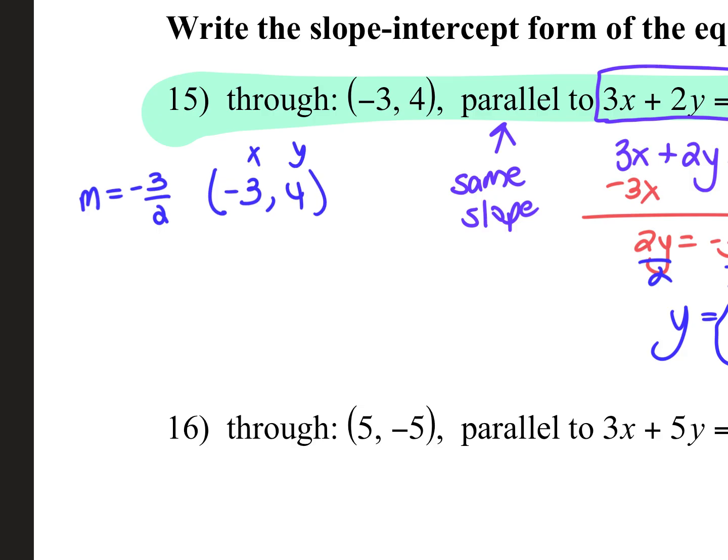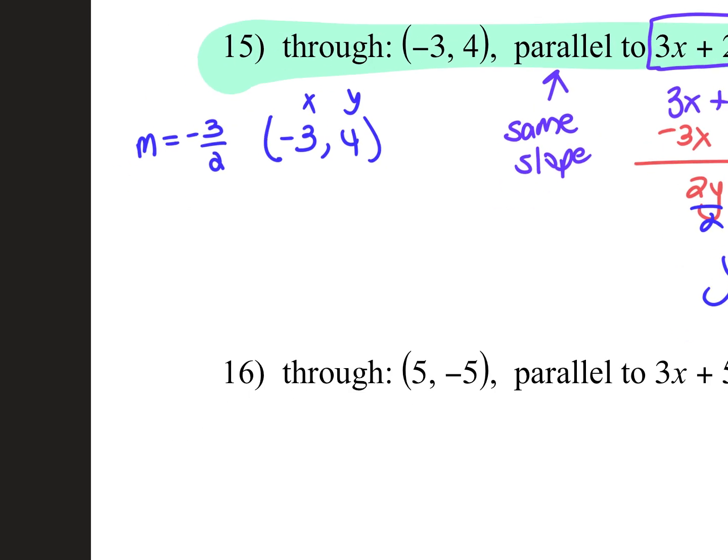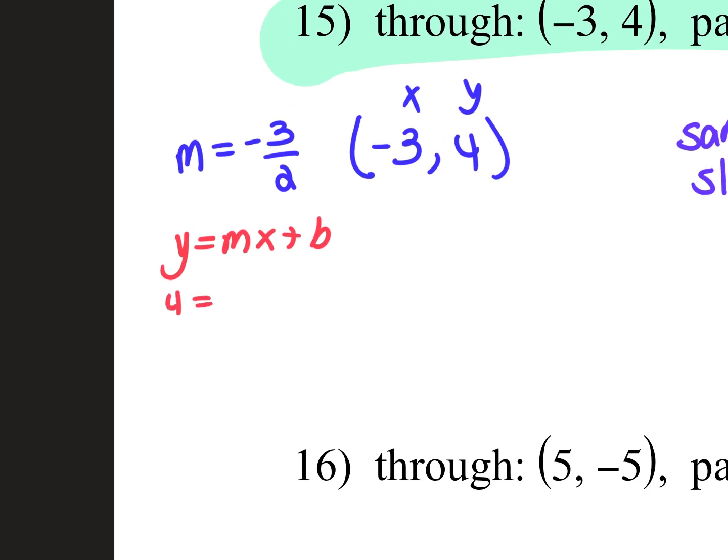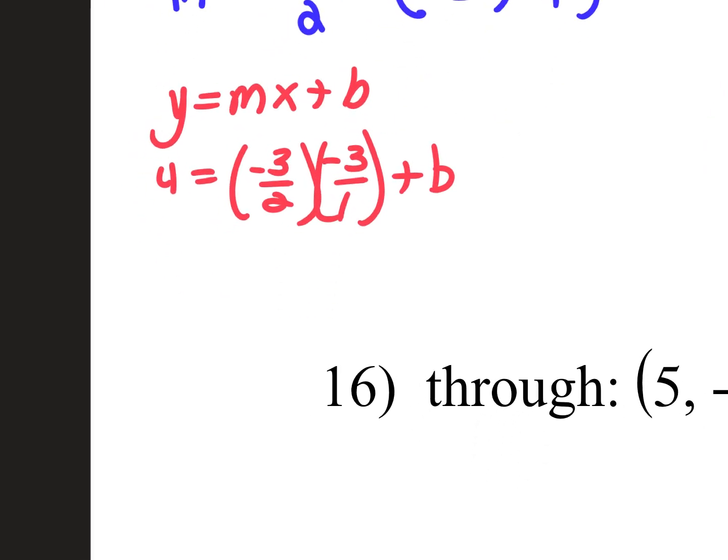Here's my x. Here's my y. I have the slope. What's the other thing I'm missing? The y-intercept. How do you find that? You plug the point you have. We're just going to plug it in. The point I have to y equals mx plus b. What is the y that they gave me? 4. What's the slope? Negative 3 over 2. What's the x? Negative 3 over 1. Good. And then plus b. So 4 equals, what's negative 3 times negative 3? Positive 9. What's 2 times 1? Over 2 plus b.